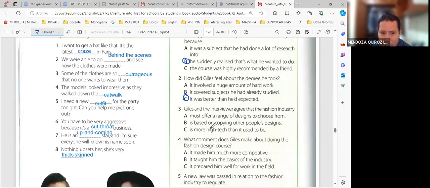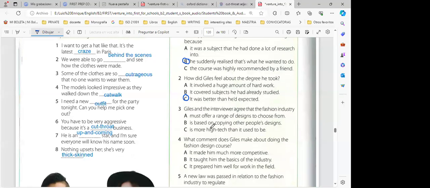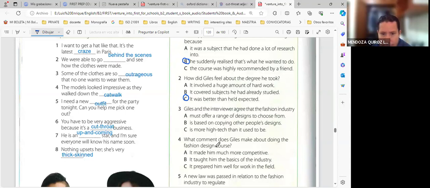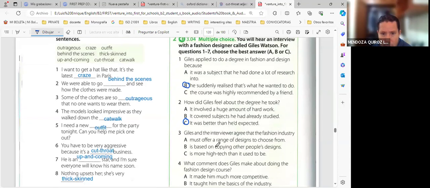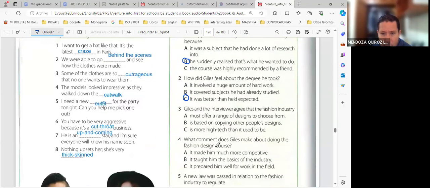Nice. Mario, number 3. Number 3 is letter B, I think. Letter B. No. Giles and the interviewer agree that the fashion industry is more high-tech than it used to be. He said that computers, no? There are a lot of computers now. And the interviewer says yes, no? So she agrees with what he says.